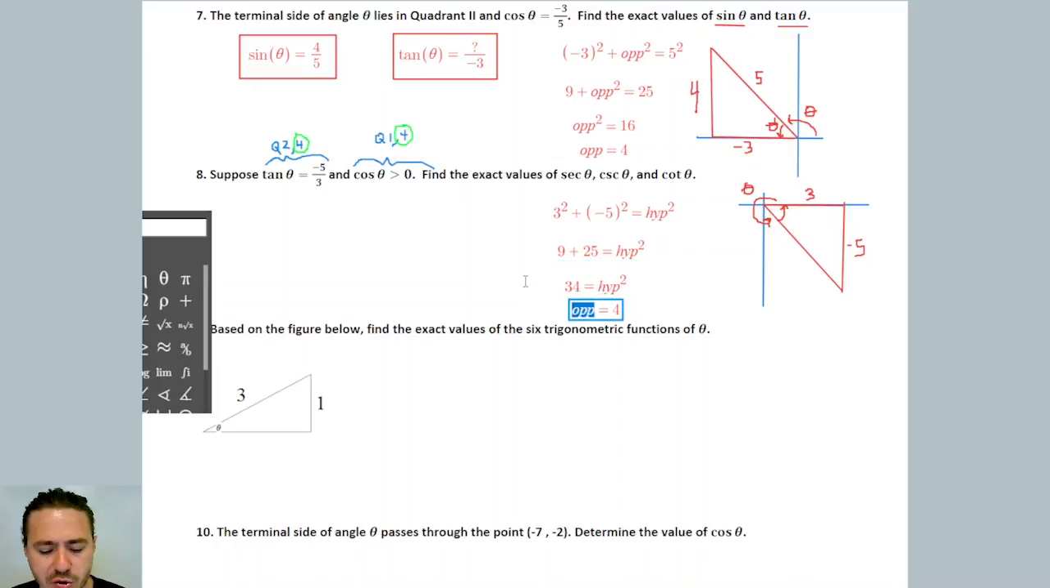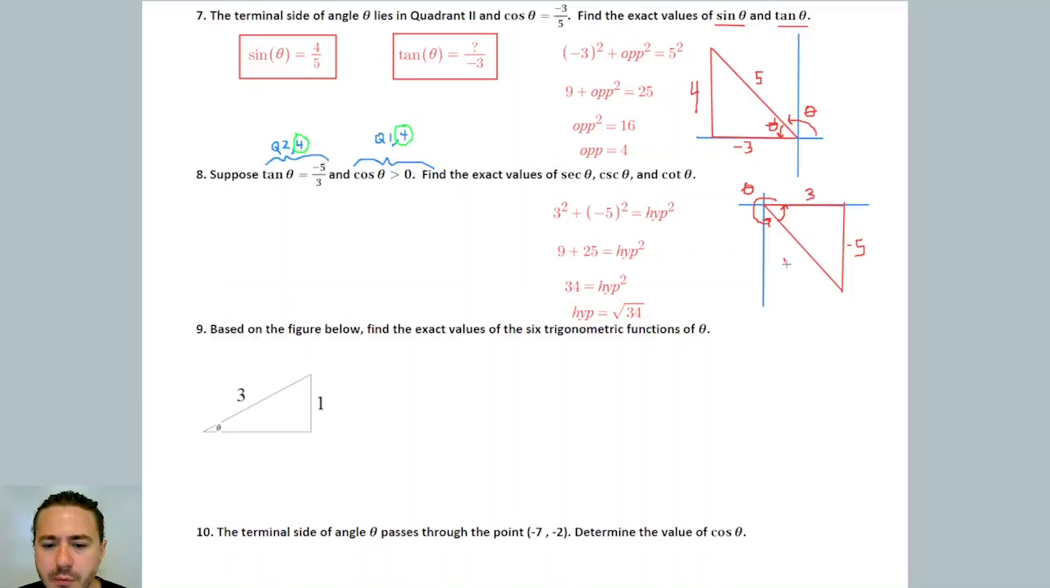So our hypotenuse is going to have a length of root 34. Does that have any perfect square factors? I don't think so, because it's 17 times 2, and neither one of those are perfect squares. So it's just going to be root 34. Okay, so go ahead and let's copy that, and we'll label this side over here. This is going to be root 34.